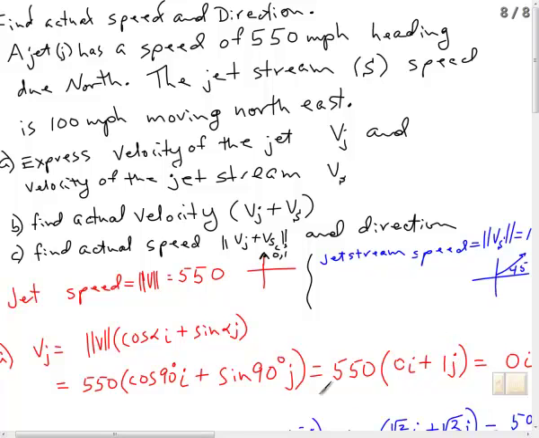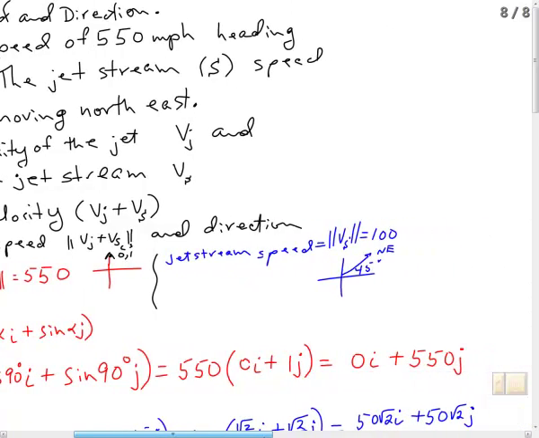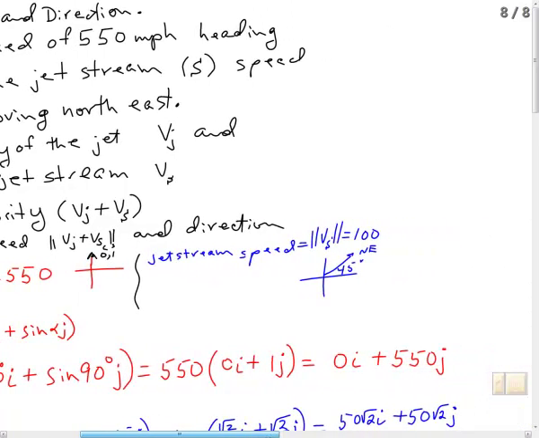Now, if we distribute the 550, we get 550 times 0, that would be 0 still, i, plus 550j. Okay, because that would be 550 times 1. Now, for purposes of adding, to get our true velocity or resultant velocity, I retain the 0i. And I'll show you why here in a minute.